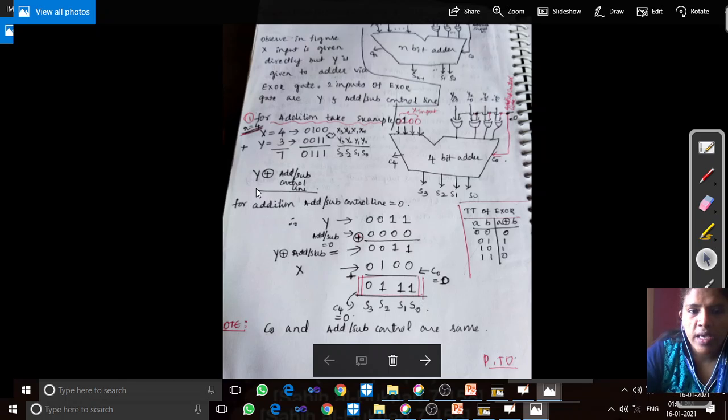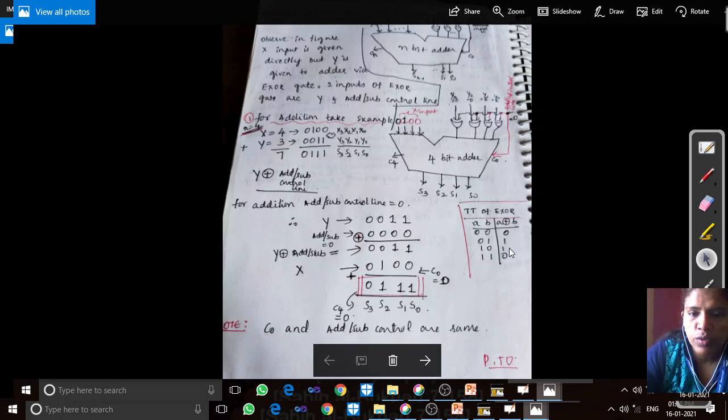Now the y component is used for the XOR gate. Y and the add or subtract control line are the two inputs given to the exclusive OR gate. For addition, this control line will be 0. Now you can see that the y component is 0, 0, 1, 1 and the add or subtract control line is 0. What is the result you obtain from the exclusive OR gate? 0 and 0 is 0, 0 and 1 is 1, and so the output is the same as y: 0, 0, 1, 1.